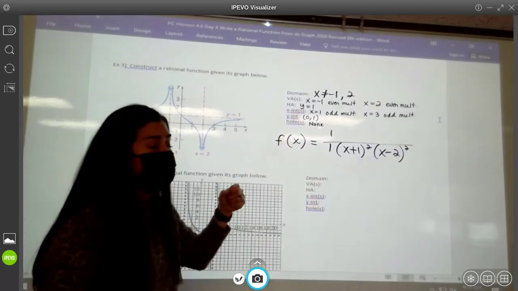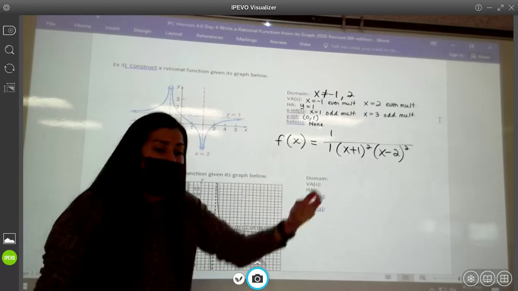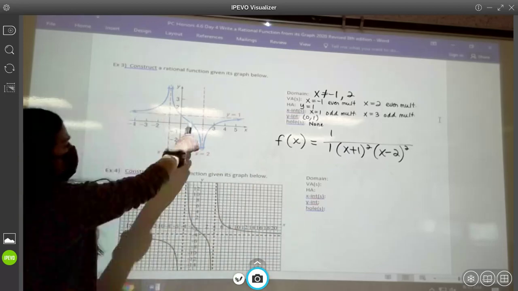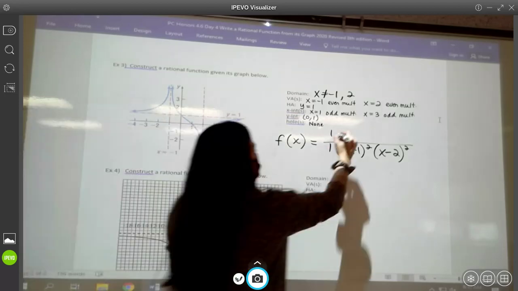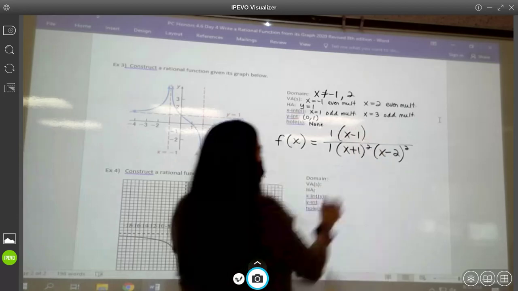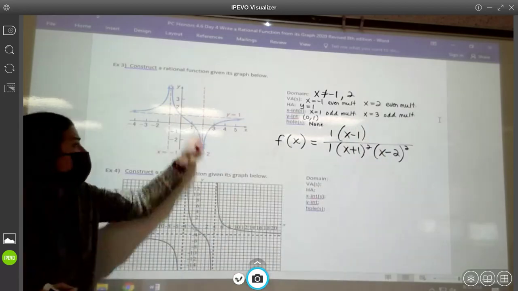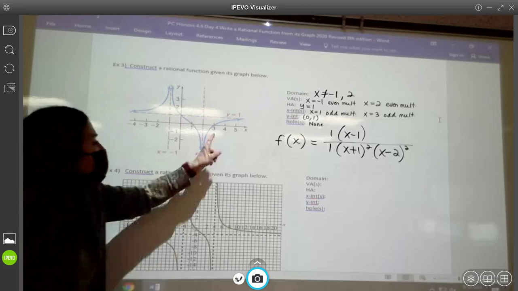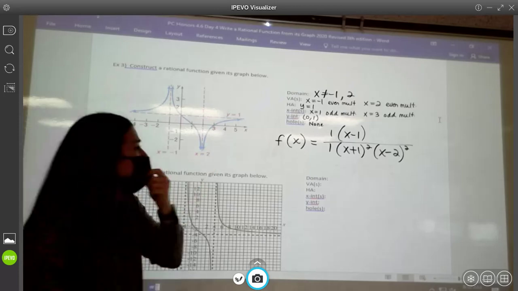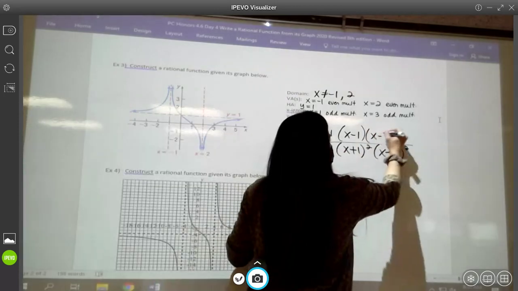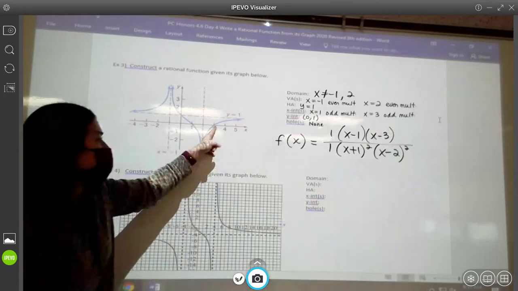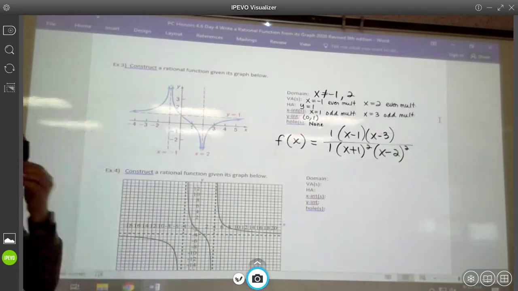All right, now I'm looking to put my x-intercepts as factors in my numerator. So I had an x-intercept at 1, which means I must have had a factor of x minus 1, and he must have odd multiplicity because he crossed. I had an x-intercept at 3, so I must have had a factor of x minus 3, and it must be odd multiplicity because it crossed.